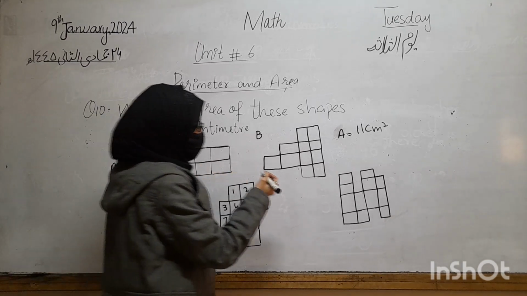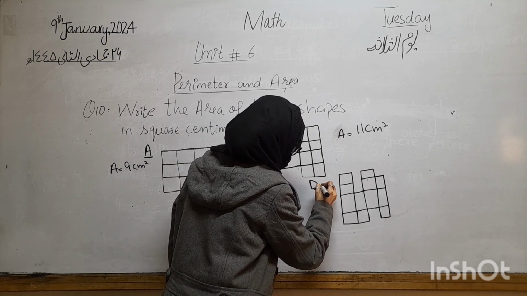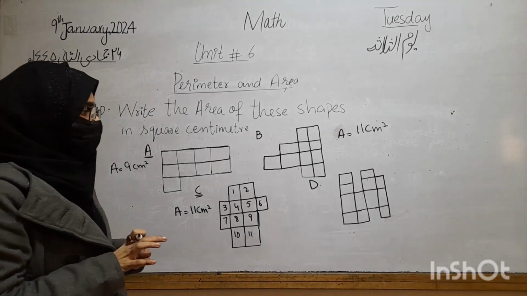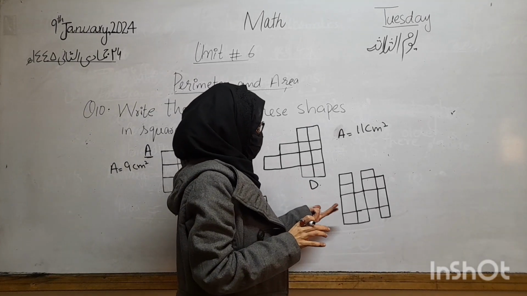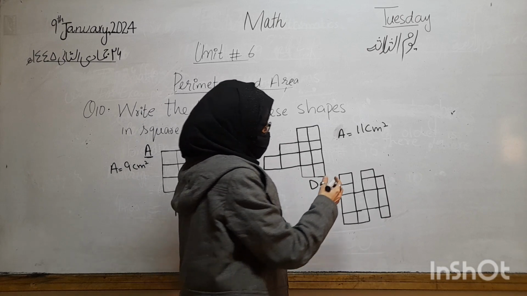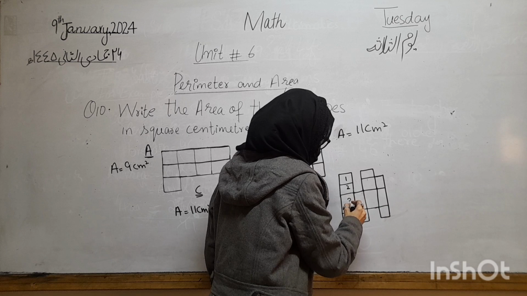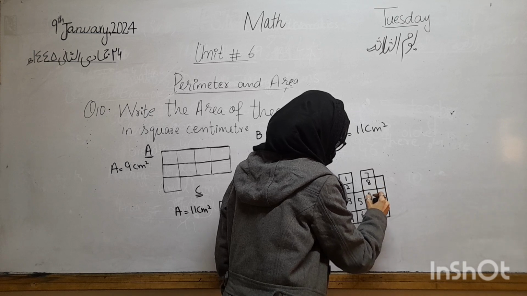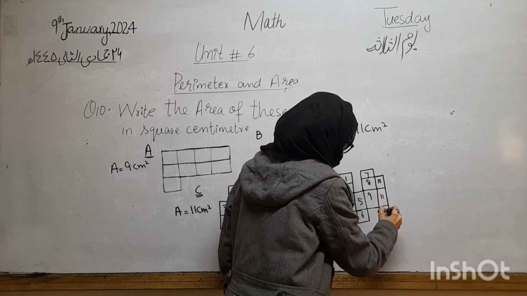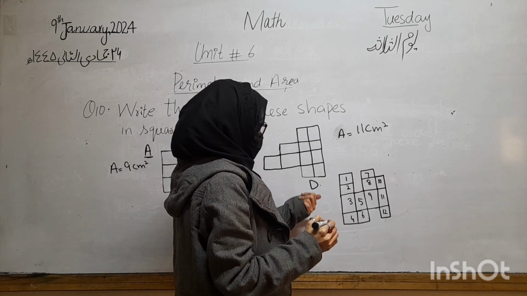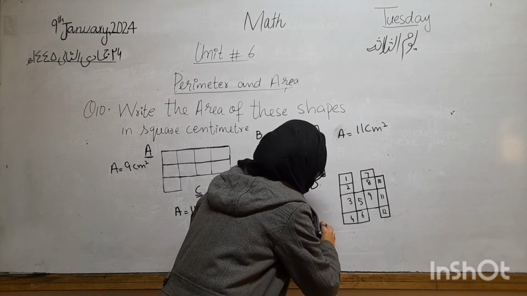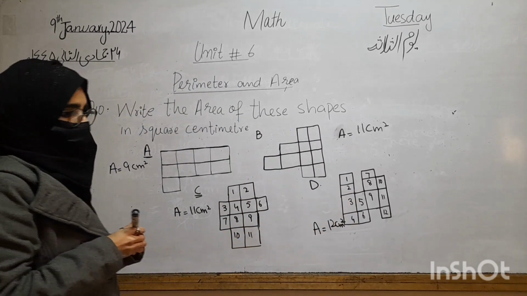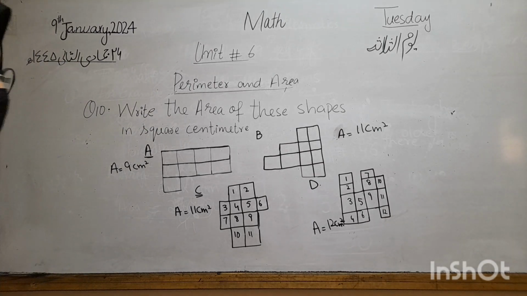And next we have D part. Tell me Abdullah, how many squares and what is the area of these grid squares? 1, 2, 3, 4, 5, 6, 7, 8, 9, 10, 11 and 12. So what is the area of this? D figure is A is equal to 12 centimeter squares. Next we have E and F part.